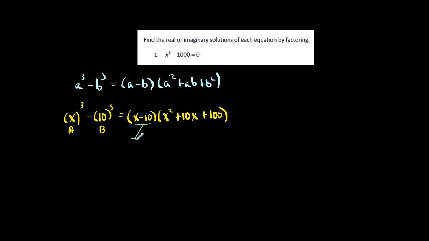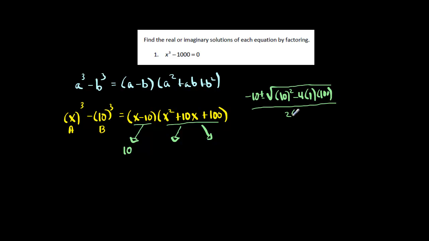This gives me a root of positive 10 if I set it equal to 0. This will give me two roots eventually, because this is squared. So this is not factorable. It's not a perfect square trinomial. So let's use the quadratic formula: the opposite of b plus or minus the square root of b squared minus 4ac, all over 2a.